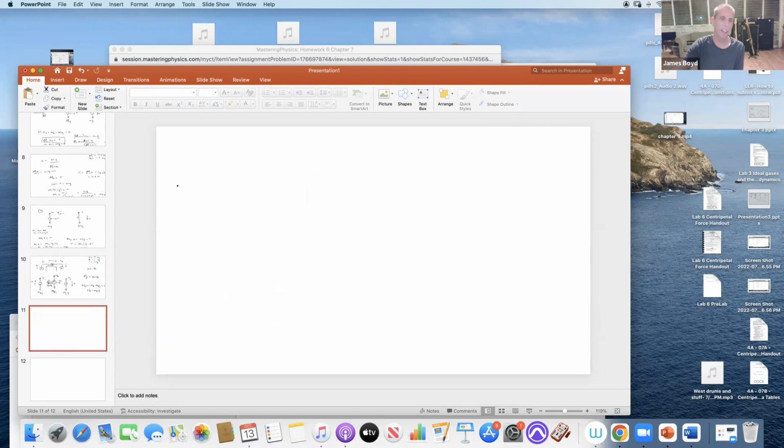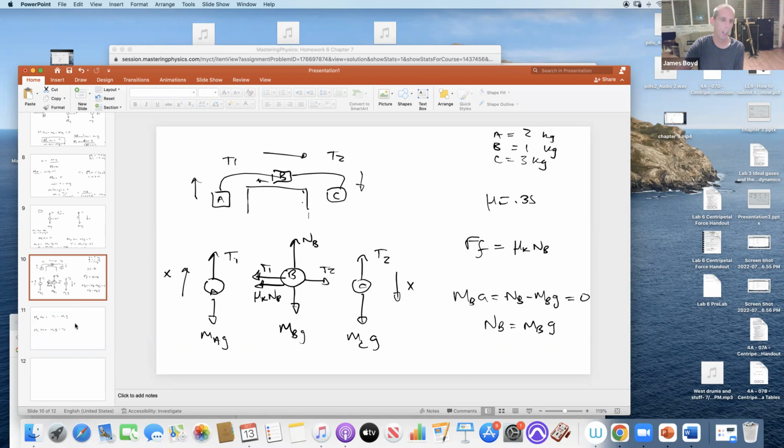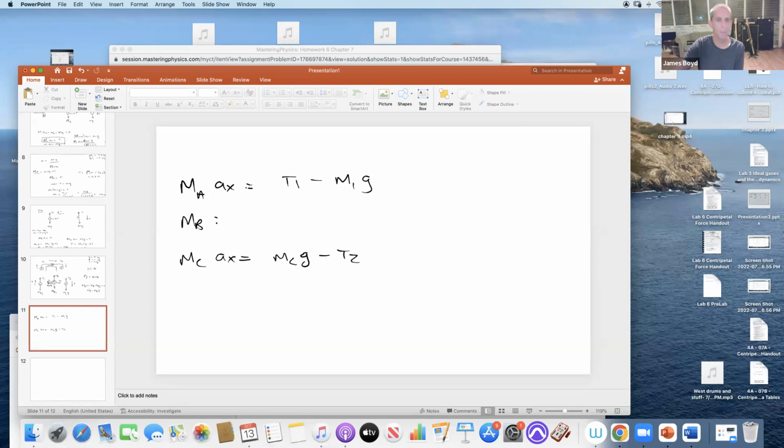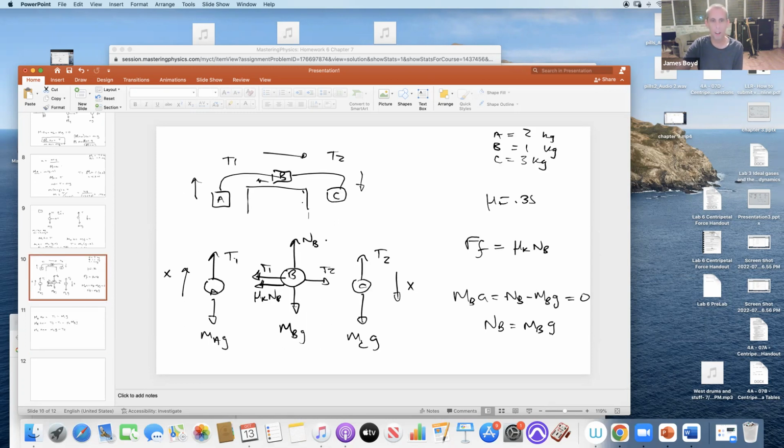Let's do all of our X's. MAAX is T1 minus MAG. And MCAX is the opposite of that, MCG minus T2. And then for MB, we get T2 minus T1 minus mu K NB, but we know NB is MBG.